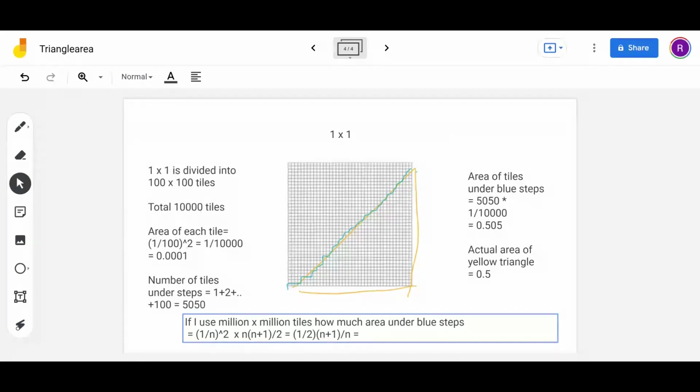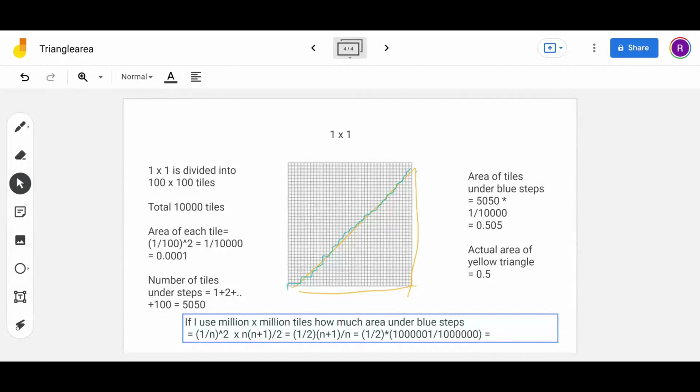What is million and 1 divided by million? How much is that approximately? It's going to be very close to what? Will this be 5 lakh, close to 5 lakh, Mahalakshmi? No, sir. This is what you are going to get for when n is million.